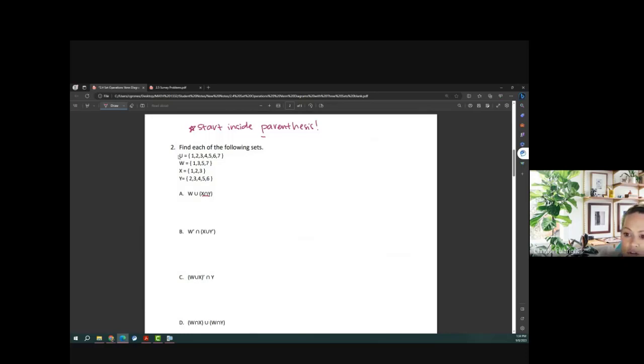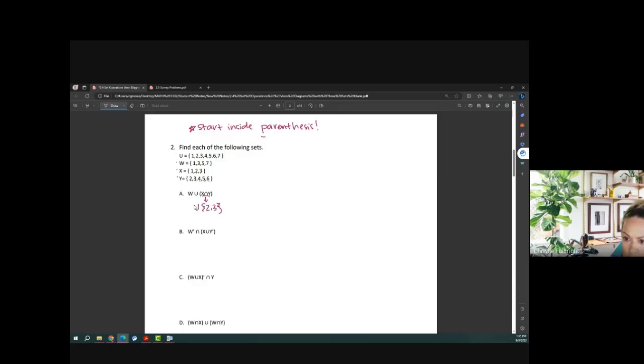They tell us that the universal set are the numbers 1 through 7. So we are only looking at these numbers for this specific problem. And then they give us the sets for W, X, and Y. So on the parentheses, we want the intersection of X and Y. So we want the elements that are common to both of those sets. So X has 1, 2, 3, and then Y has 2, 3, 4, 5, and 6. So they both have 2 and 3. So that would be the set that is inside the parentheses.